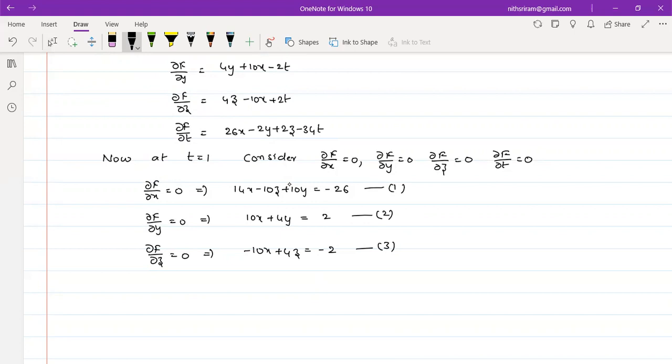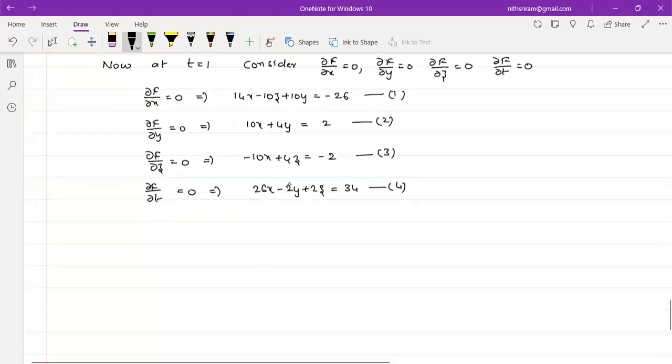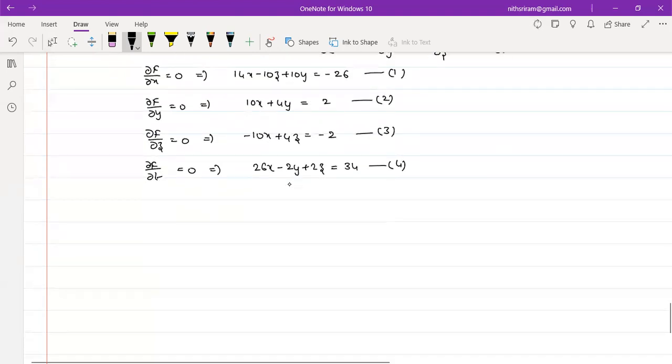After that, dou f by dou t is also equal to 0. This implies, in this equation also, we have to put t is equal to 1. So 26x minus 2y plus 2z is equal to 34. This is the 4th equation. So finally, we get 4 equations in x, y, z. Now we have to solve those equations to find x, y, z, and that point is nothing but the vertex of the given cone.